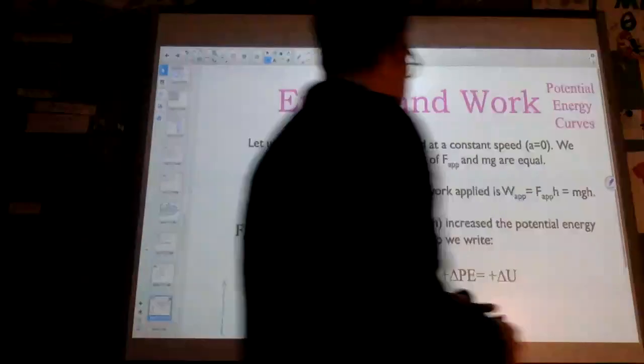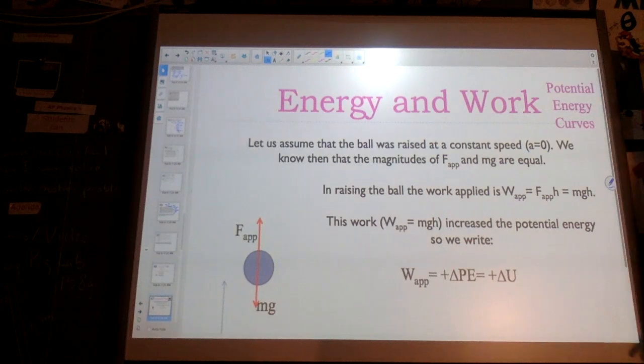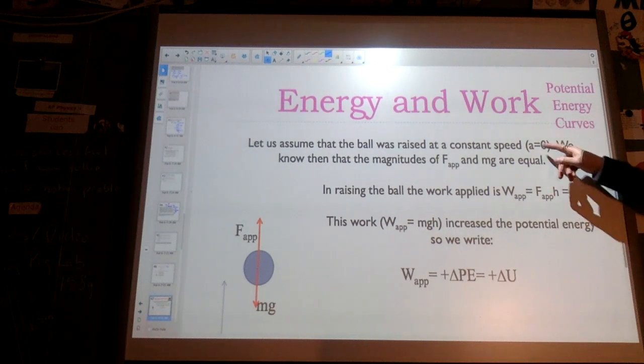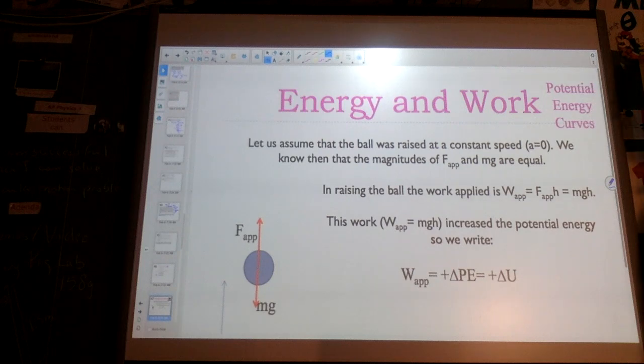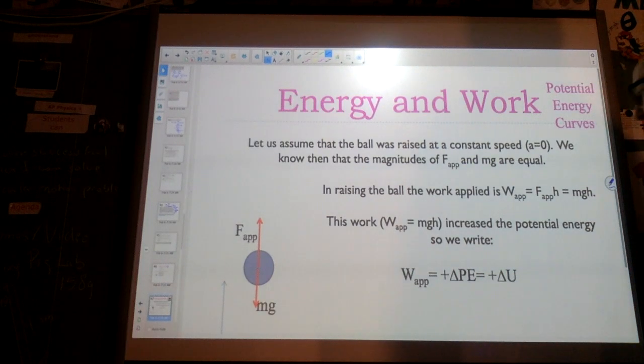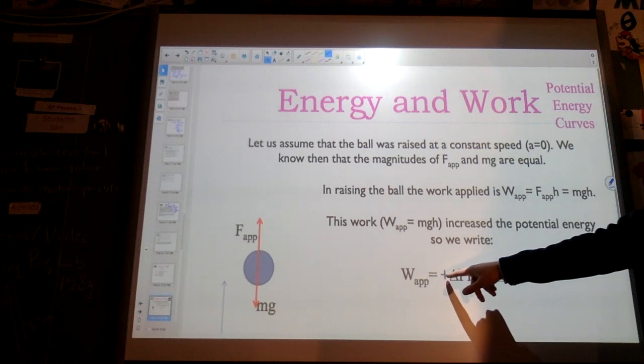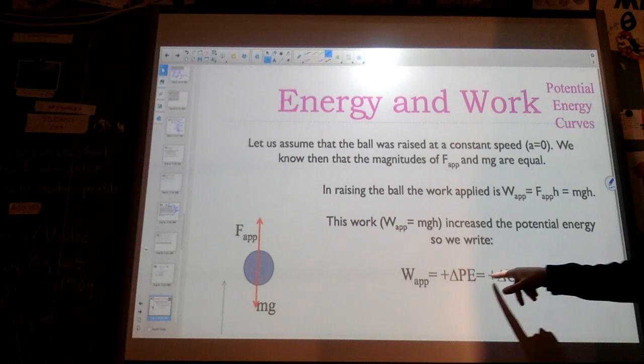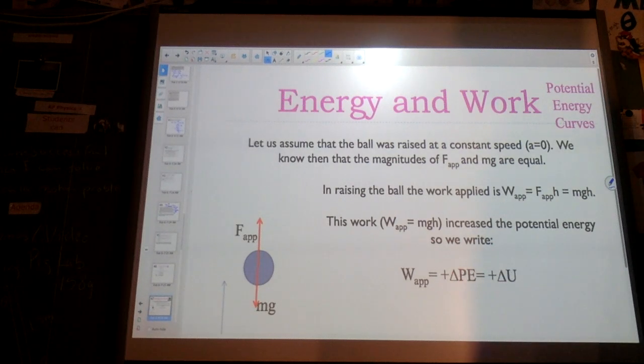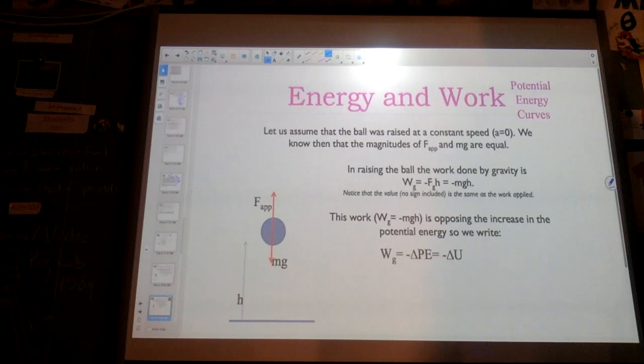So our work applied is equal to mgh. And we're going to assume that we're going to lift it up at a constant speed. So I could say that the work that was applied is equal to the change in potential energy. And these are positive because they're in the same direction. And they're also positive because it's an increase in energy.